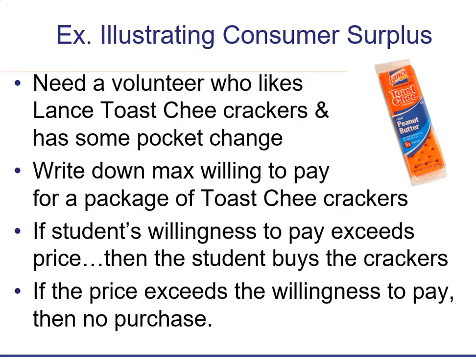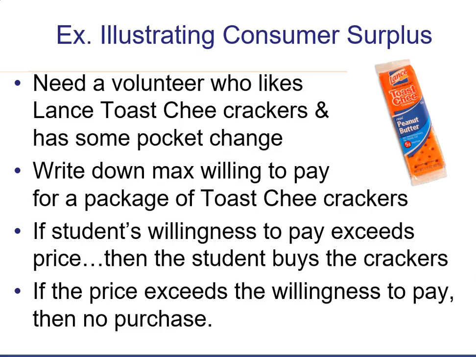Typically I bring a pack of crackers to class when I'm talking about consumer surplus. I pick a volunteer who likes crackers and has some pocket change, and I say, thank you for volunteering, and tell me what's the most you're willing to pay for this pack of crackers. I tell them that I'm going to reveal my price, which will have nothing to do with your willingness to pay. If you write down a number that is more than my price, you buy the item at my price. If you want to pay less than my price, then you don't buy the item.